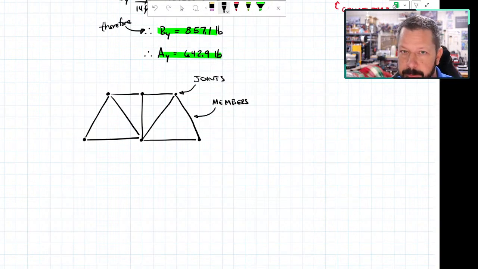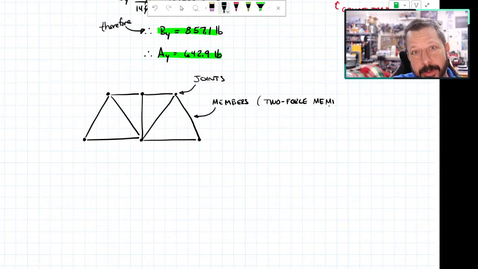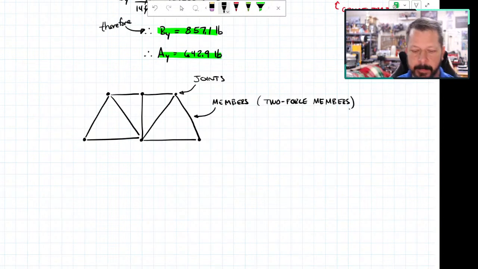These members are special types of members called two-force members. Well, I didn't talk about it, but you watched a video where I talked about it last time, about two-force members. If you don't remember what that is, then go back and review the two-force member idea. That is important, and it's central to the idea of the thing even being a truss to begin with.